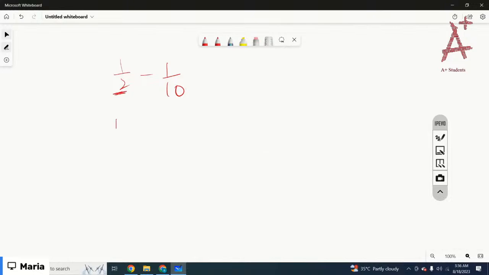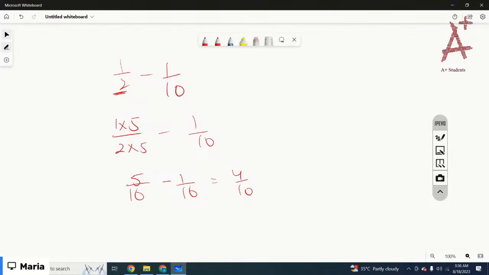2 times 5 makes 10. Let's just multiply this fraction by 5. So 5 times 1 is 5 and 5 times 2 is 10. So it would be 5 over 10. They have now like denominators. Just subtract their numerators. So it would be 4 over 10.